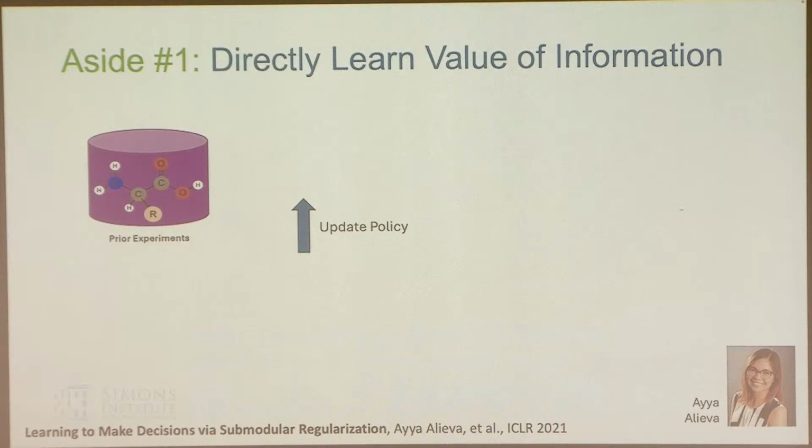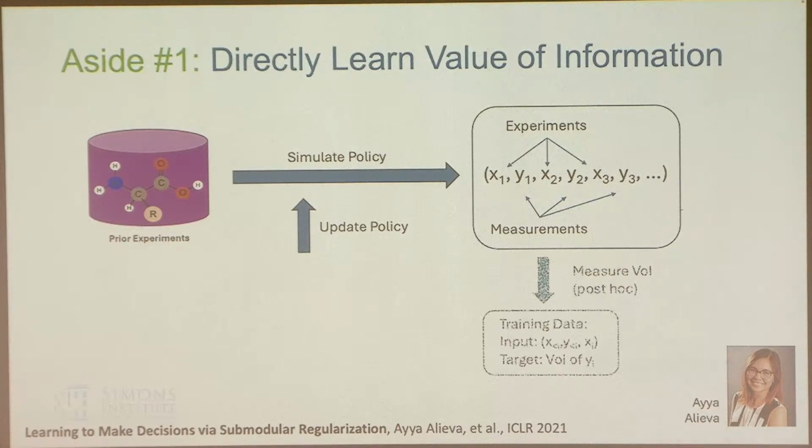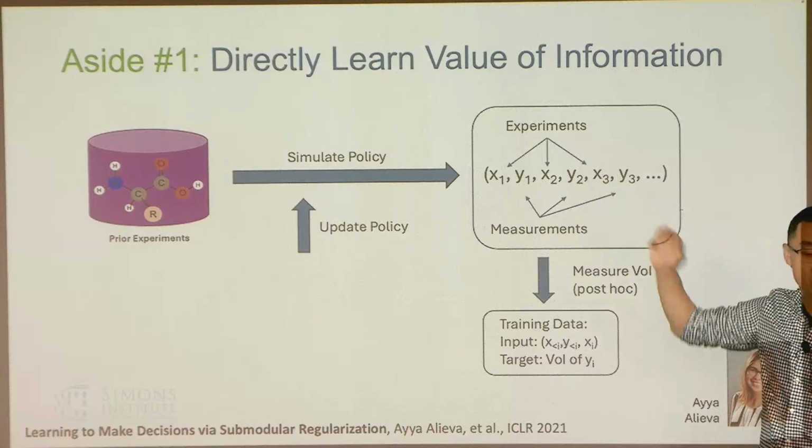So I see that my animation is off, just ignore that update policy. I want to give two asides in relation to these points. One is whether we can directly learn the value of information. So imagine that we had prior experiments that were exhaustive for their design domain. We can simulate a policy to design a sequence of experiments because we have this prior data. That simulated policy gives us a trajectory of experiments, measurements, experiments, measurements, and so forth. From that, we can actually post hoc measure the value of information of each of these experiments.